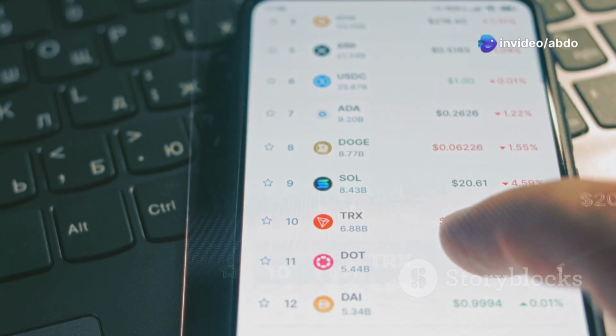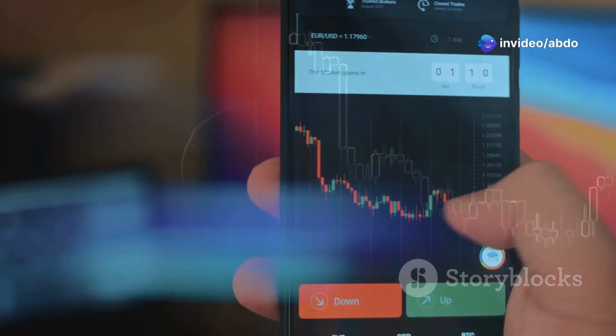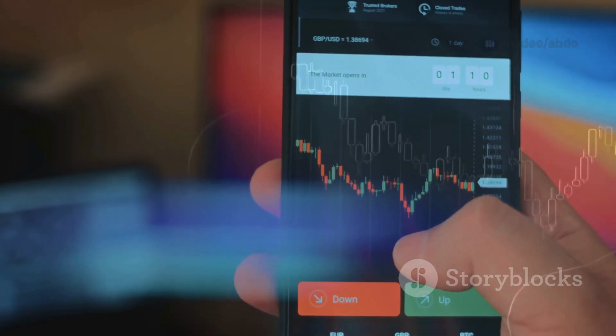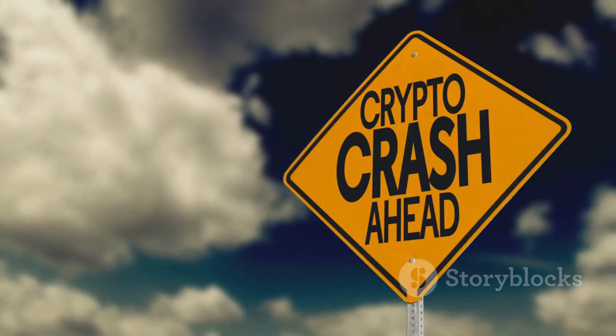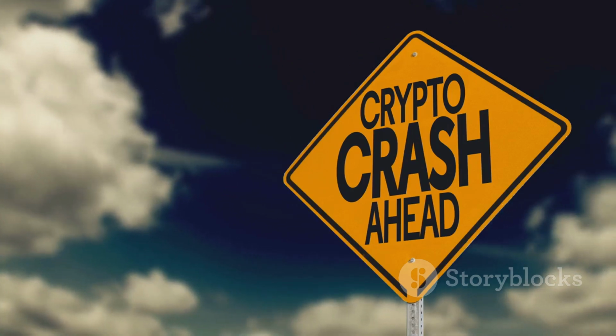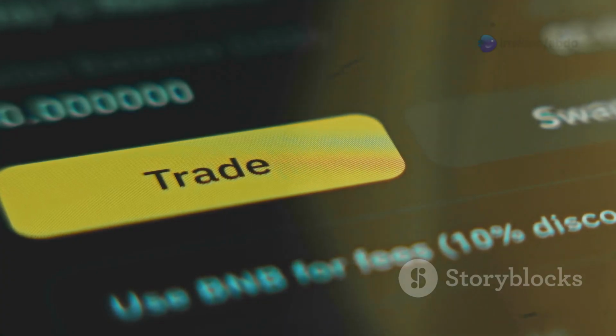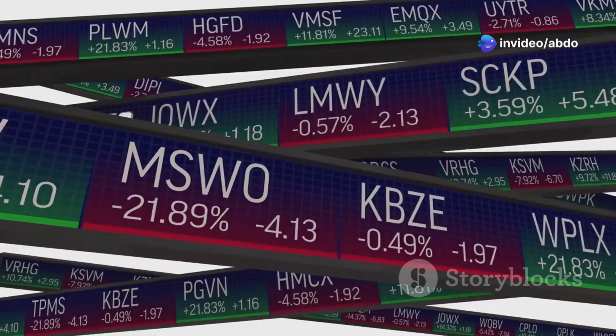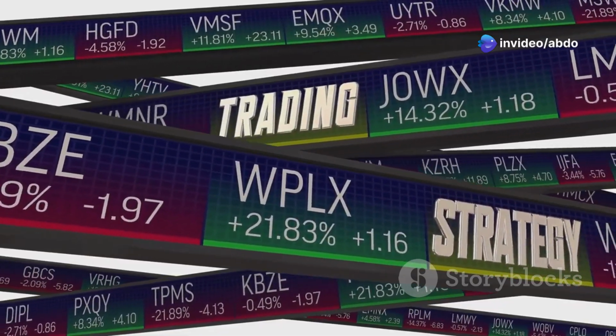Manage your risk. Implement risk management strategies like stop-loss orders to limit potential losses. Don't invest more than you can afford to lose. Control leverage. Leverage can amplify both profits and losses. Use it cautiously and start with lower leverage ratios.